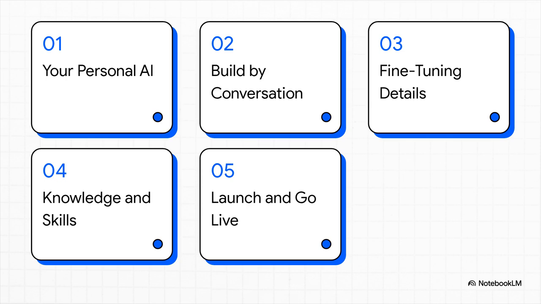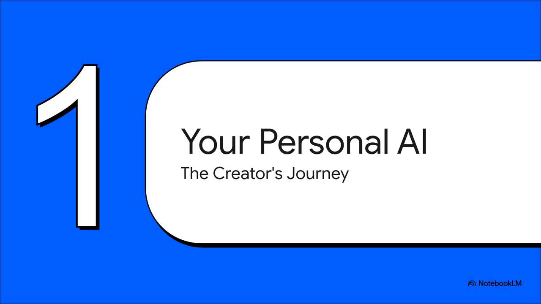So, what's the plan? Well, we're going to follow this simple 5-step journey. First, we'll get you set up in the creator seat. Then, we'll look at the two main ways you can build, either by having a simple chat or by diving deep into the details. After that, we'll give our new AI some amazing superpowers with custom knowledge and skills. And finally, we'll get it ready to launch and go live. All right, let's dive in.